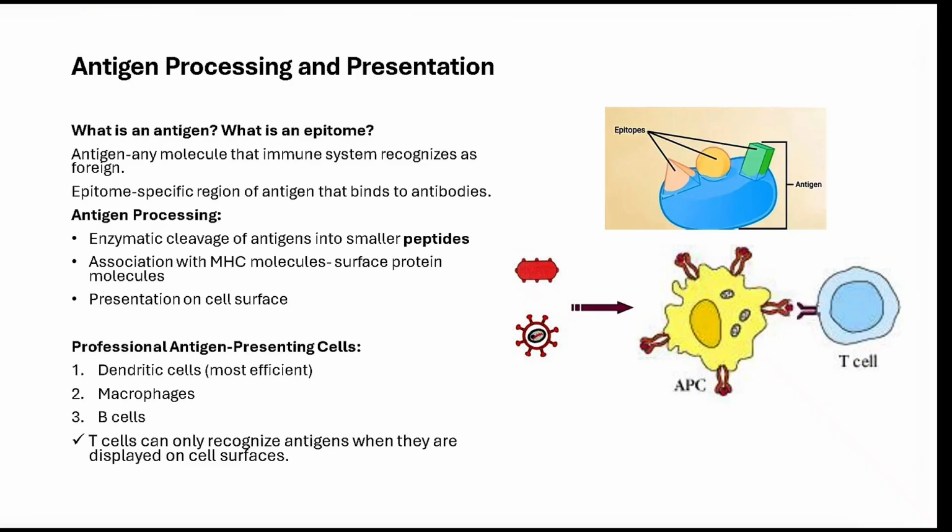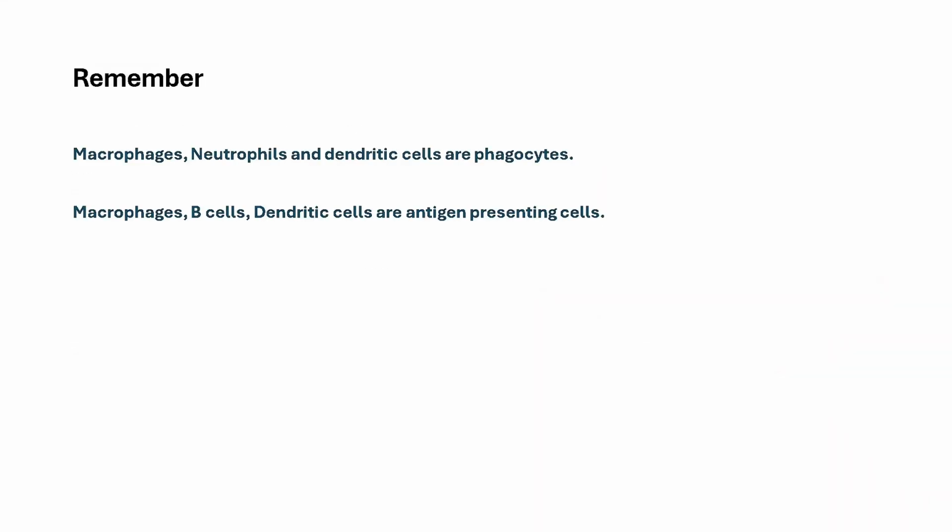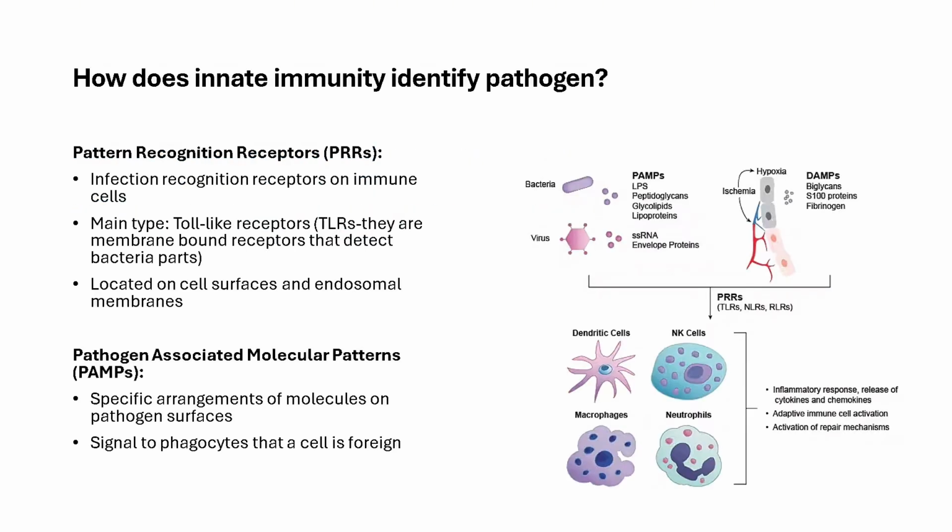So how do innate immune cells like macrophages and neutrophils detect pathogens? They actually have receptors called pattern recognition receptors. The main one is called toll-like receptor. These receptors are able to detect pathogen-associated molecular patterns, which are molecules found on the surface of pathogens like peptidoglycans and polysaccharides. The complement system plays an important role in the innate immune response.